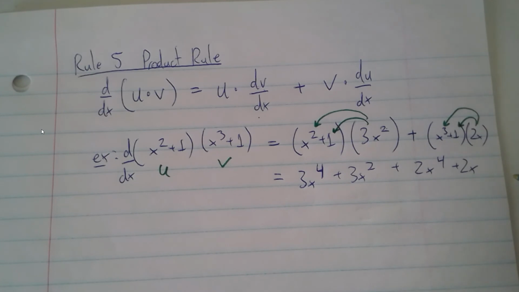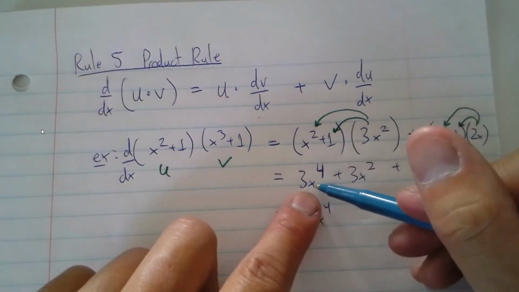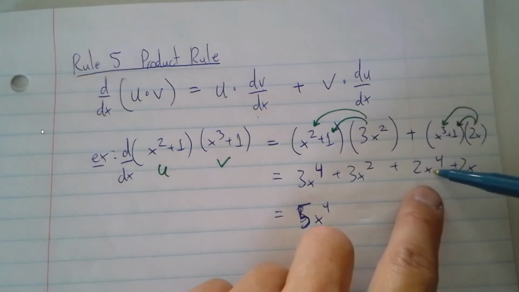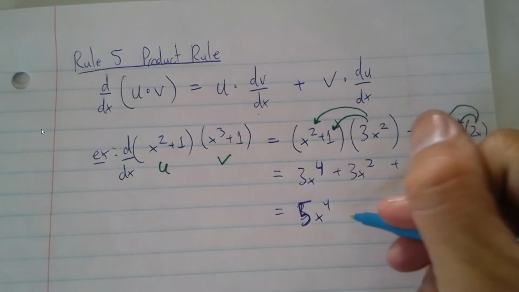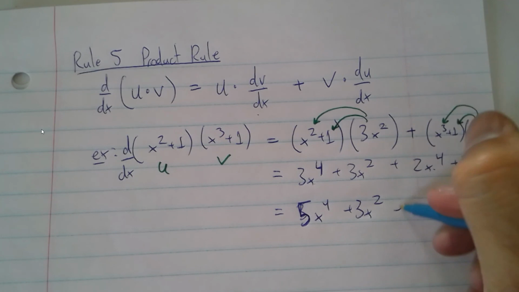2x. You combine like terms, you get 5x to the 4th, because there's 3x to the 4th and there's 2x to the 4th. So you can combine those to make 5x to the 4th plus 3x squared plus 2x.